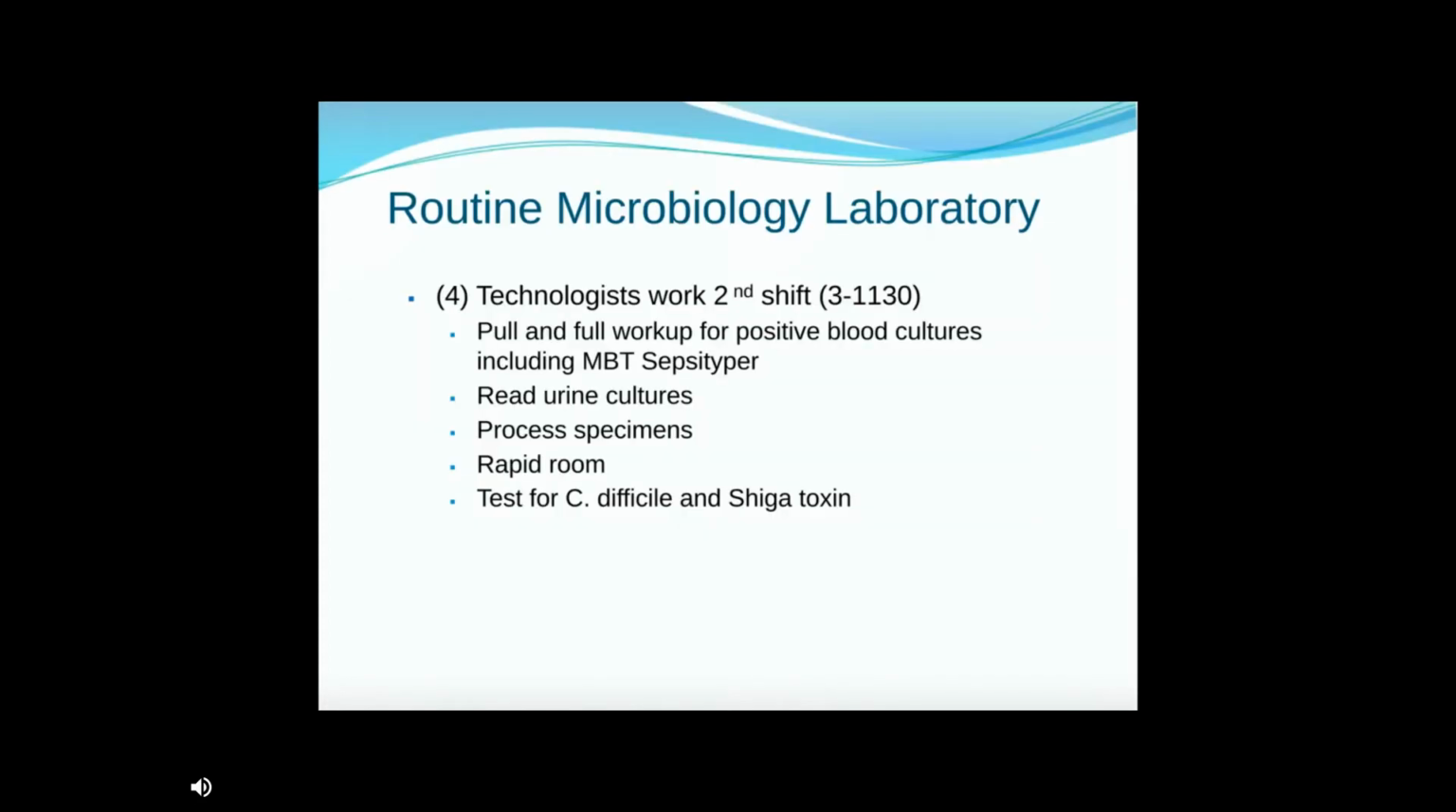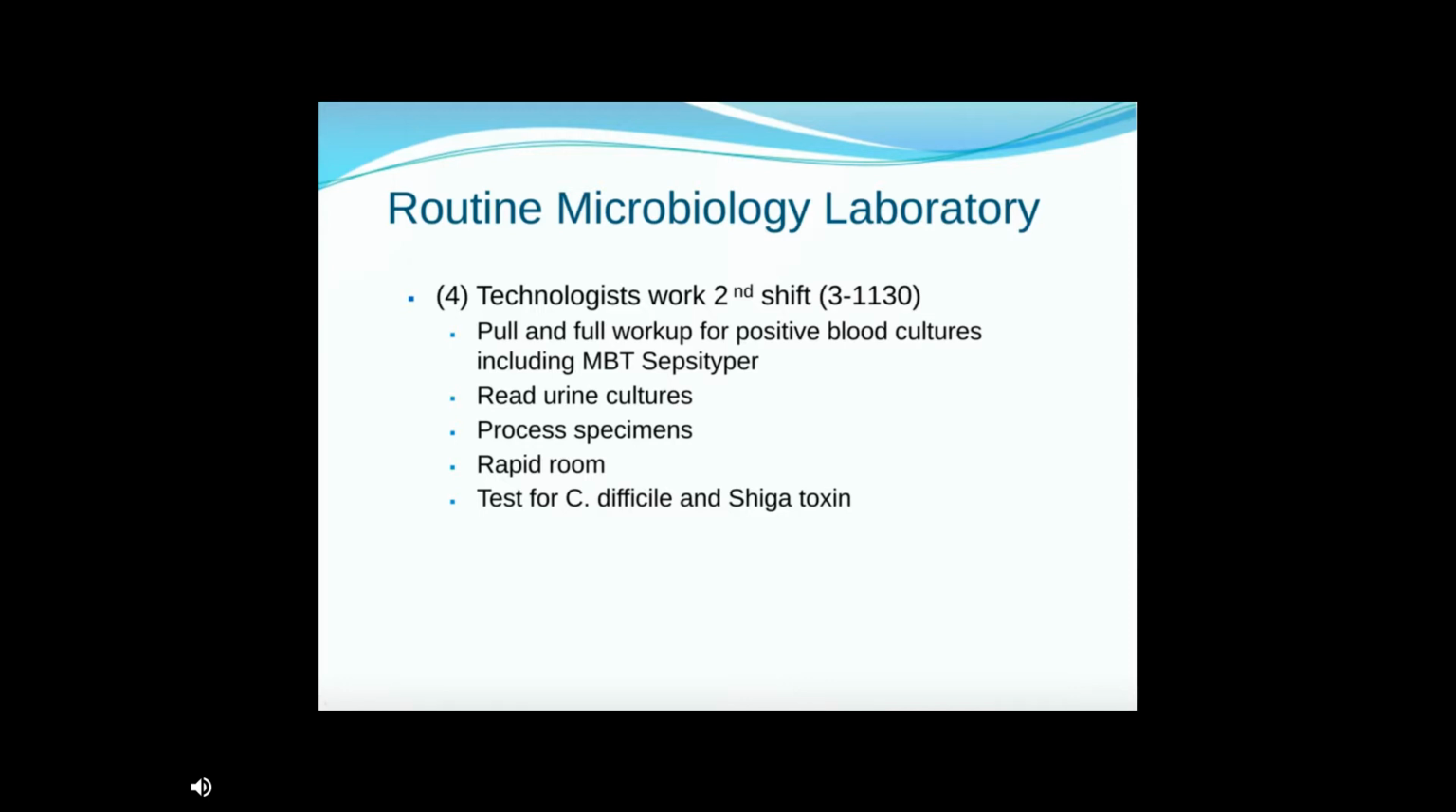For our second shift, there's 4 technologists that work for the most part, 1 full-time and the other 3 are part-time. They also pull blood cultures. They do perform the Sepsityper. They read urine cultures. They process specimens. They also perform all the rapid testing in the rapid room, as well as C. diff and Shiga toxins.